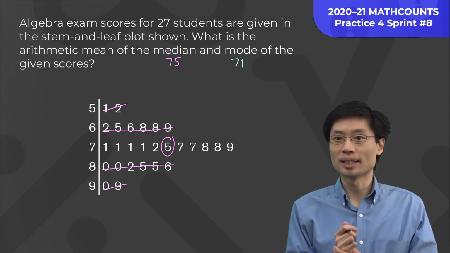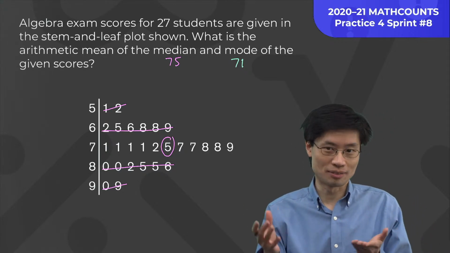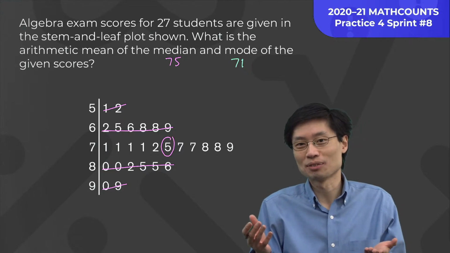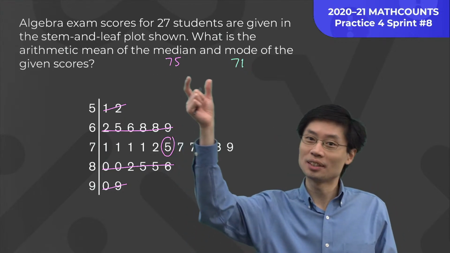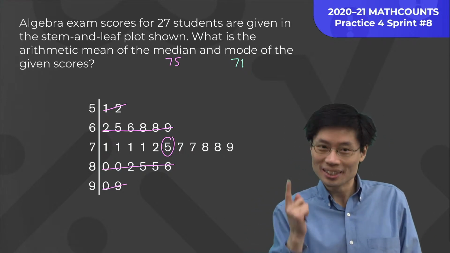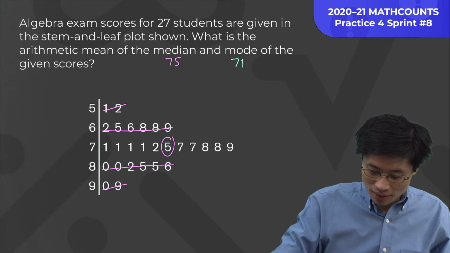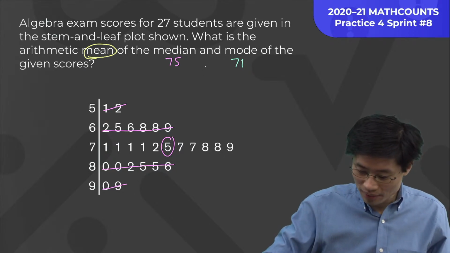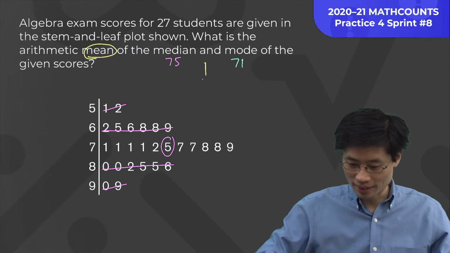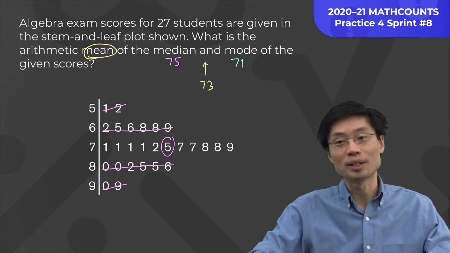And what does an arithmetic mean? Arithmetic mean just means the average, the normal average. So all we have to do is figure out what is the average of 75 and 71. What's the number that's halfway in between these two? 73. I see somebody said it's just a mean. So what's in the middle here? I'll draw some arrows. I can just see it's 73 because that's halfway in between.